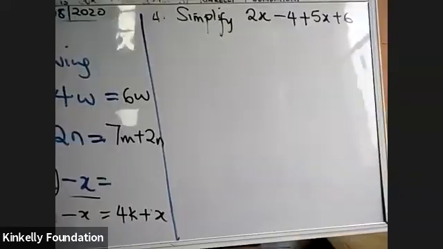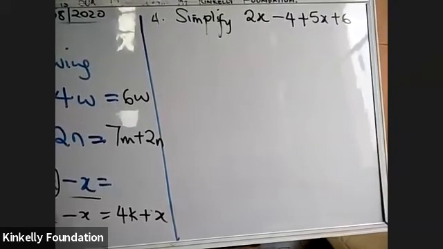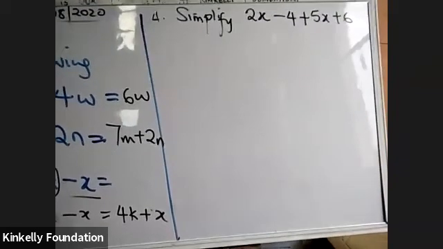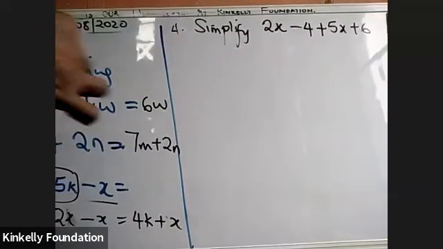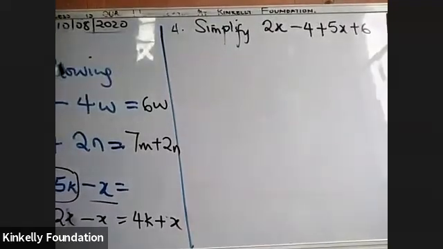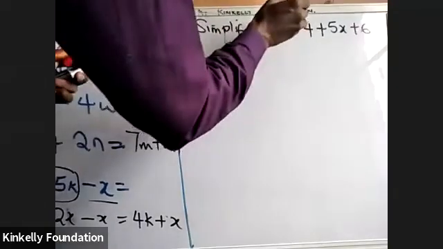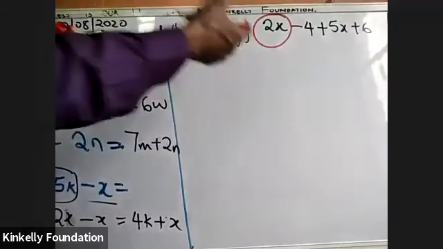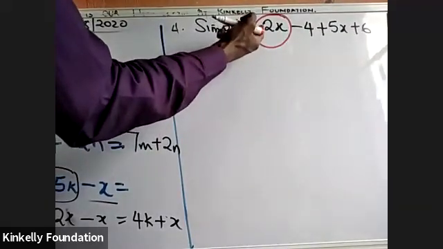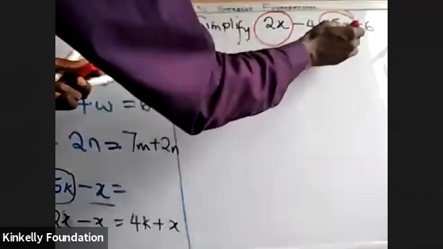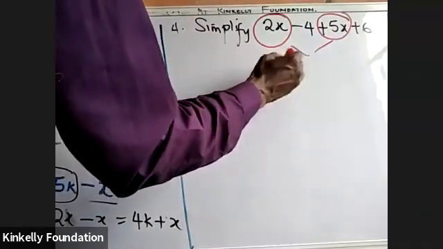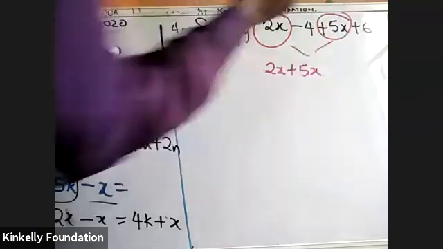Simplify that and tell us your answer. To work on this, you see this one. Remember, we were told that a positive sign is here. This is a term in x. This one is also a term in x. Both of them combined together, that is 2x plus 5x.